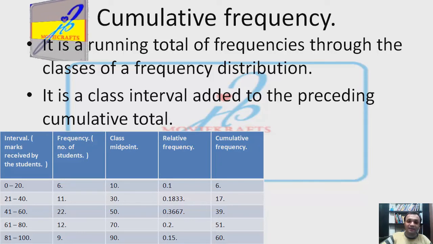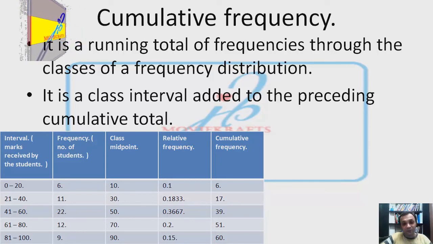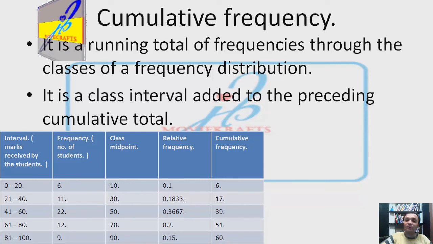21 to 40 class. In a similar way, the 41 to 60 class has 22 students. So 22 is added to 17 and 39 is the cumulative frequency for class 3.